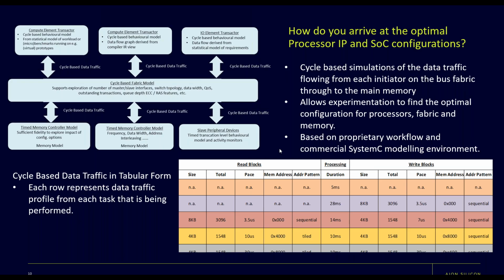In terms of how we model traffic on the bus, I've just got it here in a table. Each row in the table represents a task that's being executed on a particular processing element. It describes initial reads that we need to do in order to execute that task. On the third row here, you can see there's an 8 kilobyte data block that we're going to process. We're going to read it in bursts of data, 3096 bytes at a time, and we're going to do that every 3.5 microseconds. So it gives you an idea about how we model the traffic here.